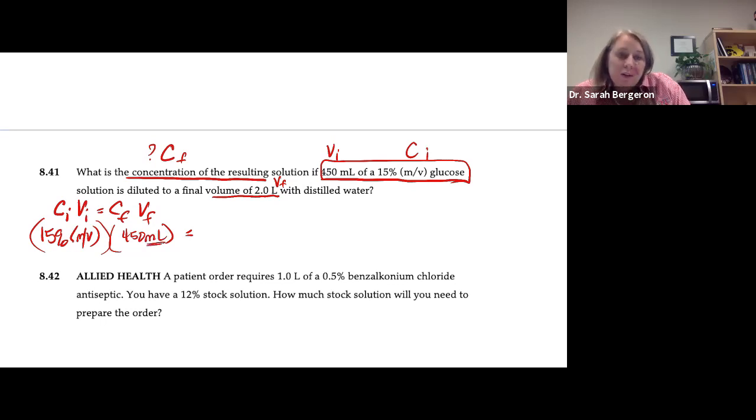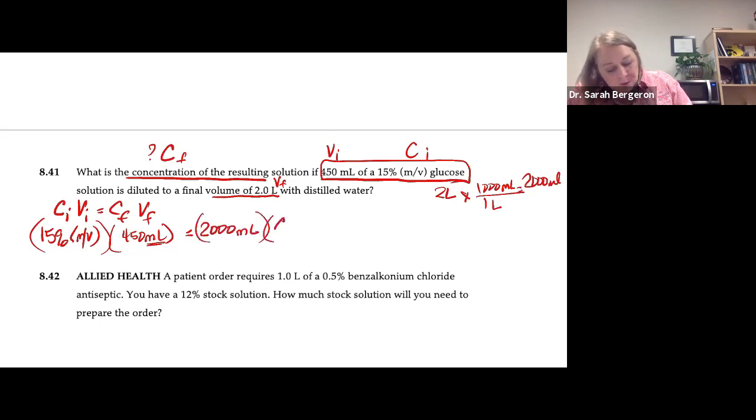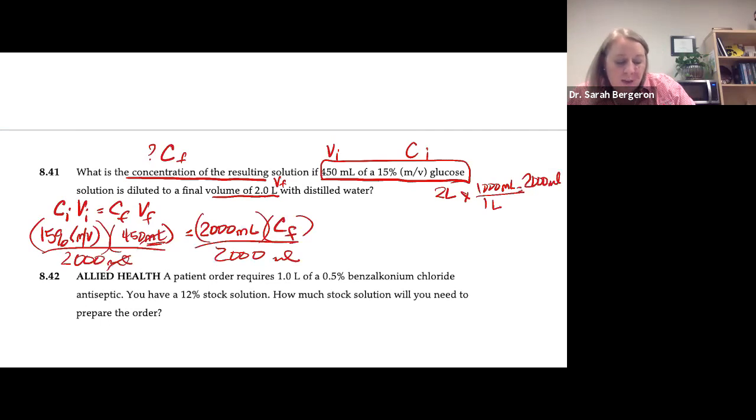This is in milliliters. So you need to convert 2 liters. So how are we going to do that? We know in 1 liter, there's 1,000 milliliters. So that gives us 2,000 milliliters. Okay, so 2,000 milliliters. And we don't know what our concentration final is. So we're going to divide by 2,000 milliliters, and always check to make sure that your units cancel. If your units don't cancel, that's how you know you need to go back and convert. Okay, so what do you get on this one? You should get a 3.4% mass by volume.